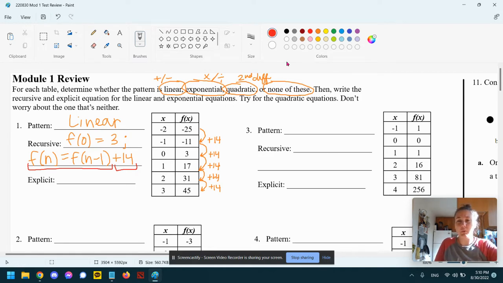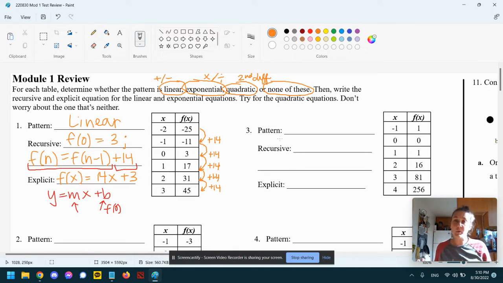For explicit, there's also a pattern. The pattern is y equals mx plus b, where this is your common difference, and this is your f of 0 term. Right, so here we have that f of x is equal to 14x plus 3. Well, we should see that both equations have a 3 and have a 14. We're kind of expecting them to be similar because it's the same equation, just in a different format.